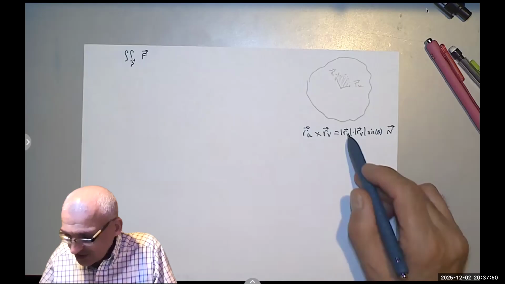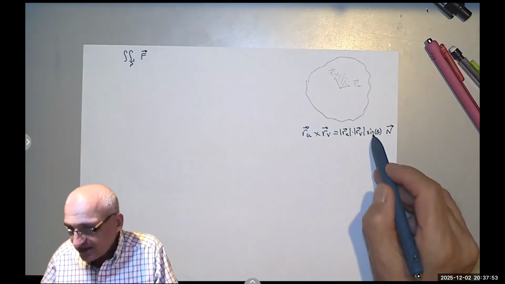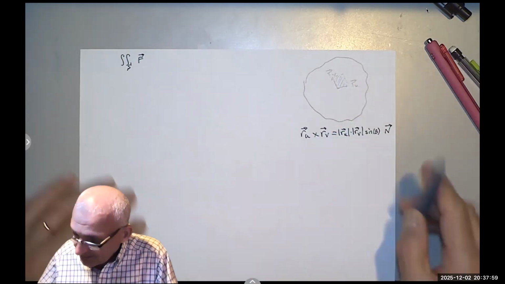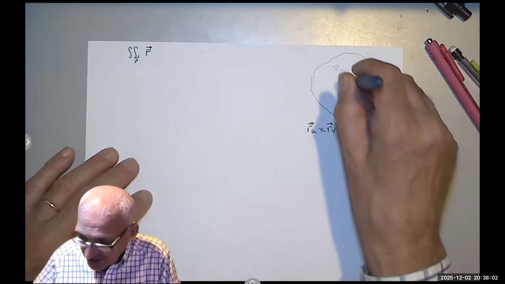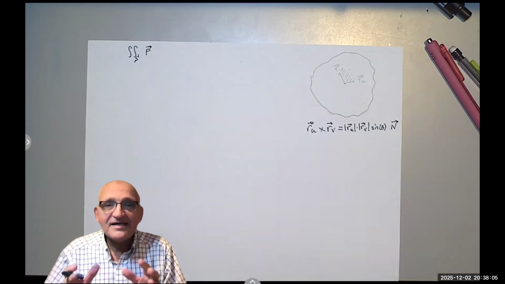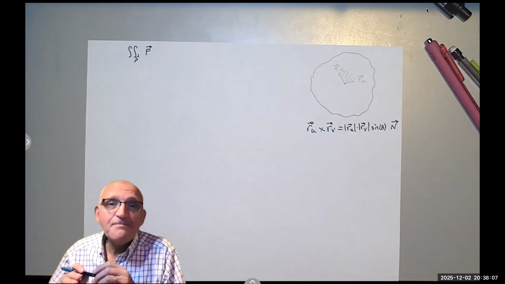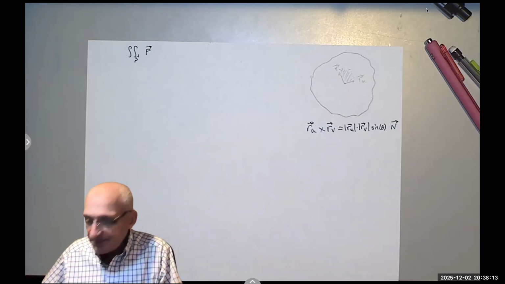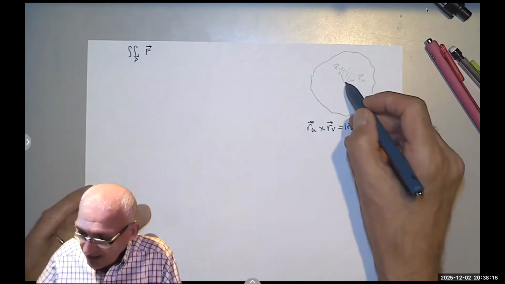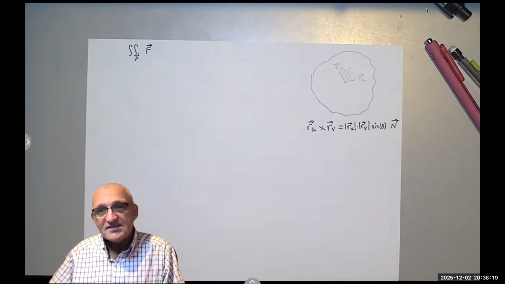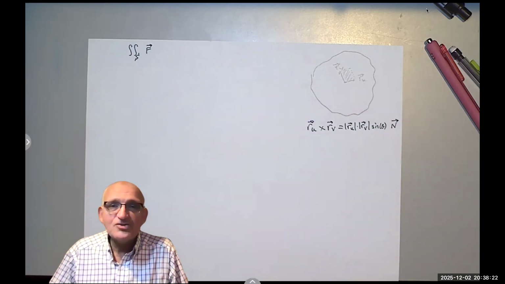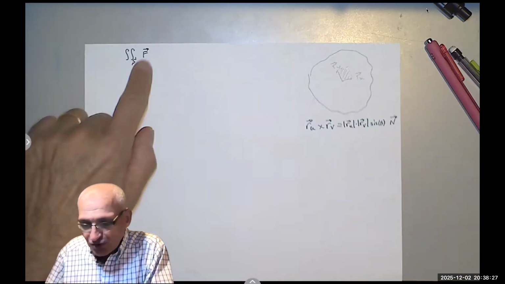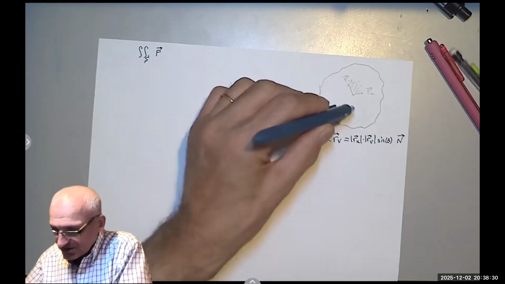If you take the magnitude of this times the magnitude of that times the sine of the angle between them, it will give you the area of this parallelogram. If after that you multiply it by n, which is a unit vector, it will give you what we call a parallelepiped. So the volume, not the area, I'm sorry, the volume of the parallelepiped that has R sub u and R sub v as the two sides at the base, and the height is 1 because n is a unit vector.